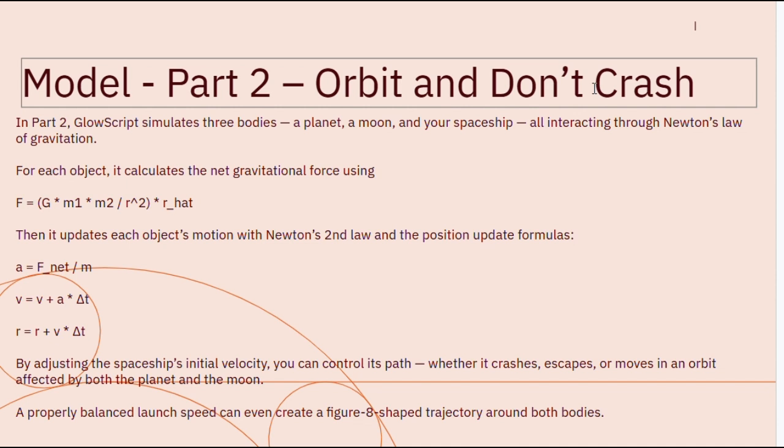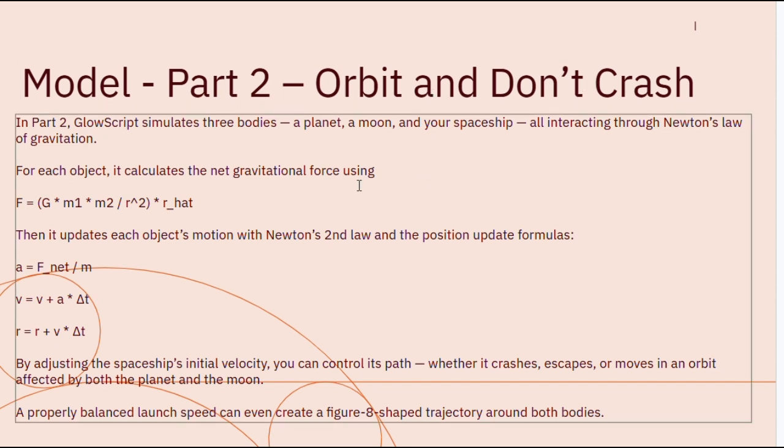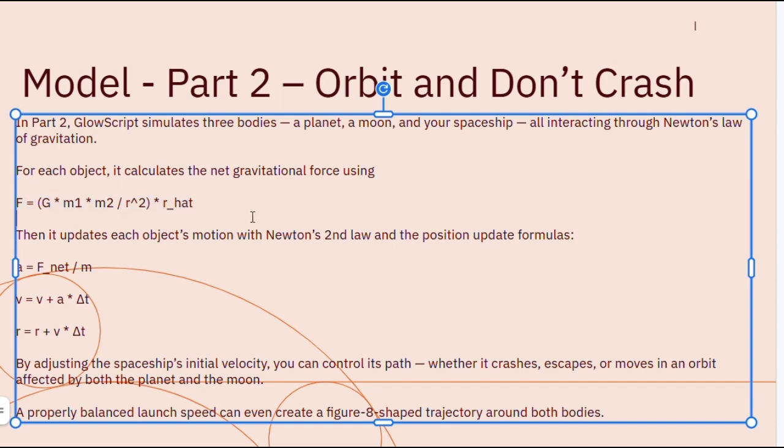GoScript calculates the gravitational force between every pair of bodies using gravitational force, this formula right here. Sorry, it's weakness.